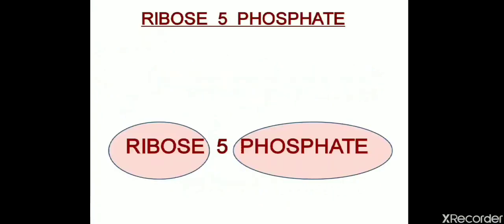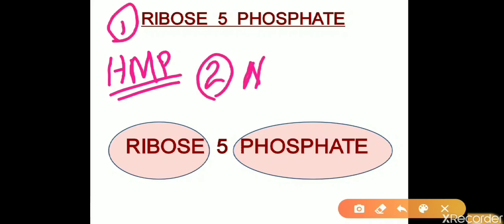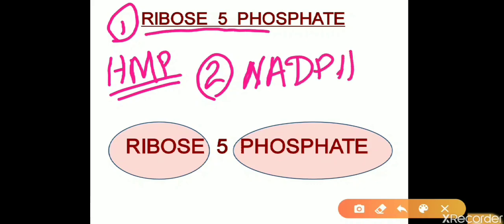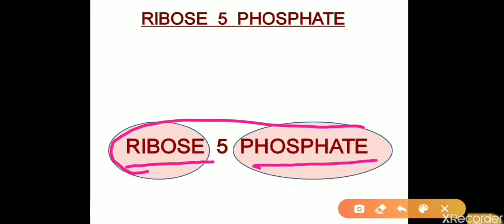Regarding the structure of ribose 5-phosphate, all of you know ribose is a pentose sugar, and ribose 5-phosphate is produced in the HMP shunt pathway. The major functions of the HMP shunt pathway are the production of ribose 5-phosphate and the production of NADPH. Ribose is a 5-carbon sugar, and at the fifth position there is an additional phosphate group. That compound is known as ribose 5-phosphate.